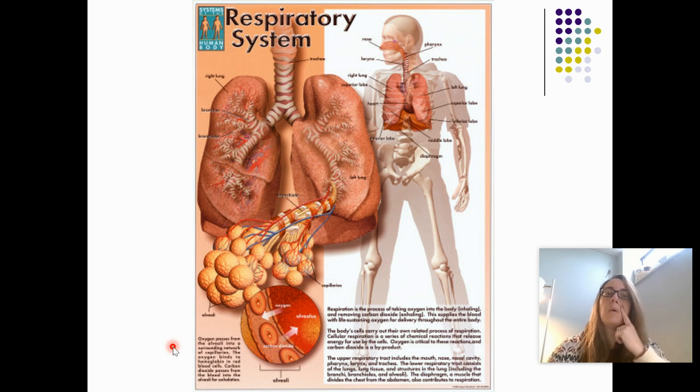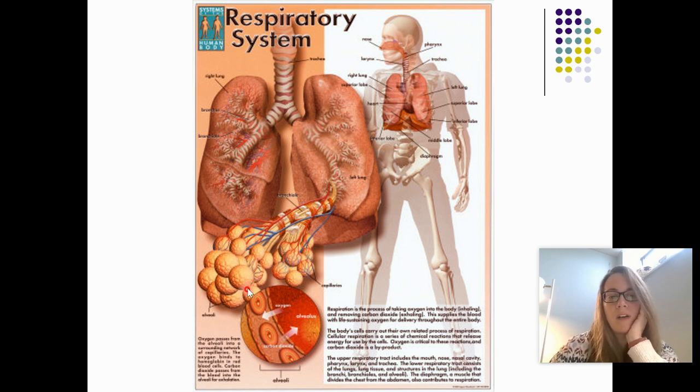So here looking at trachea, primary bronchi, secondary bronchi, tertiary bronchi, getting down into the bronchiole. I know that's hard to see. And then these would be the alveoli. So those are the grape-like clusters or air sacs that are going to be responsible for facilitating gas exchange.